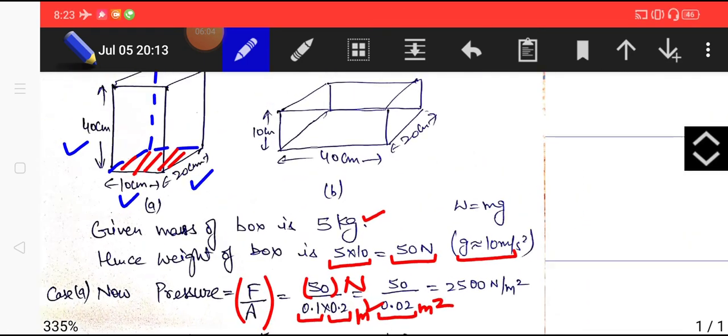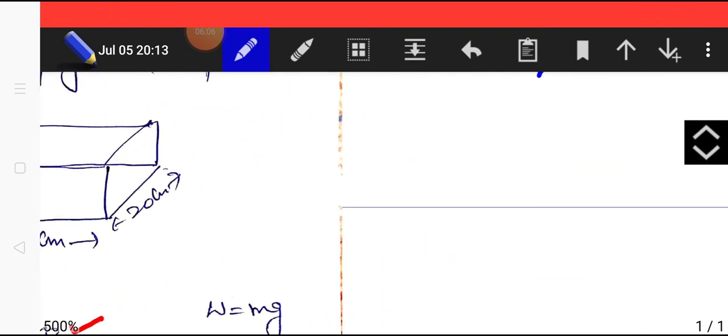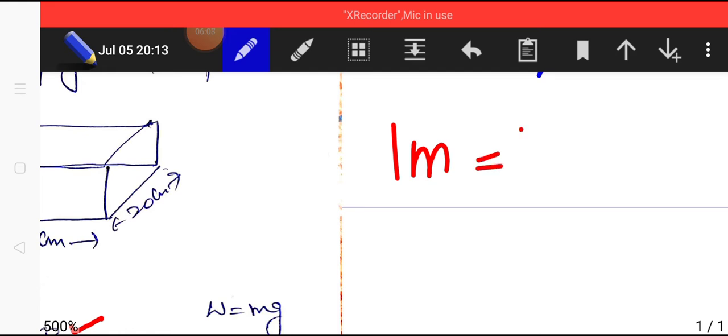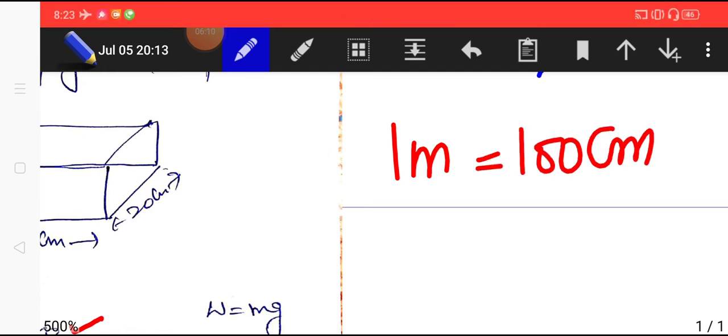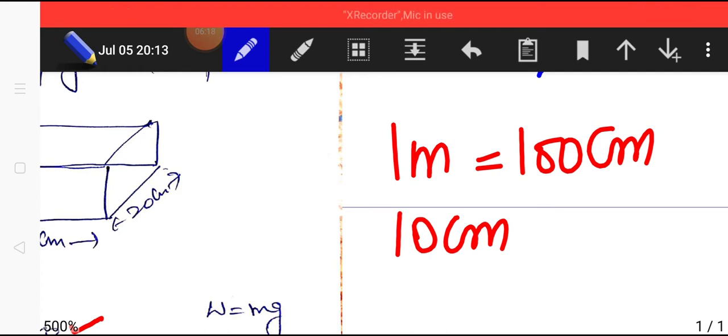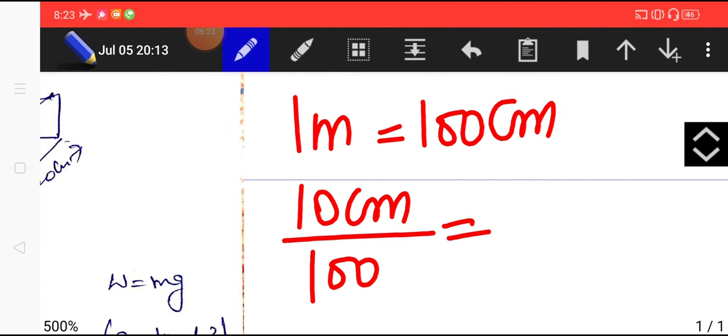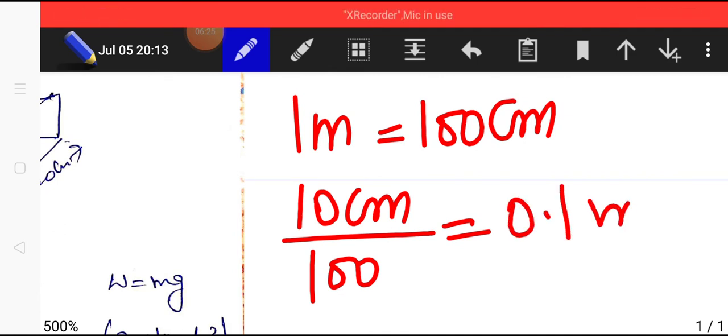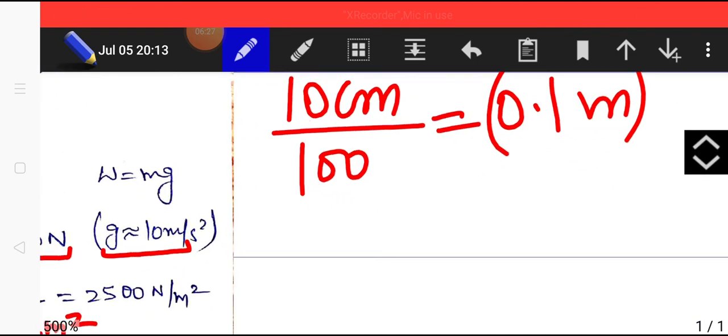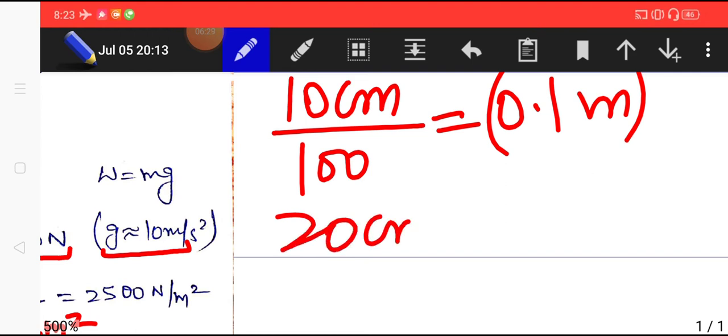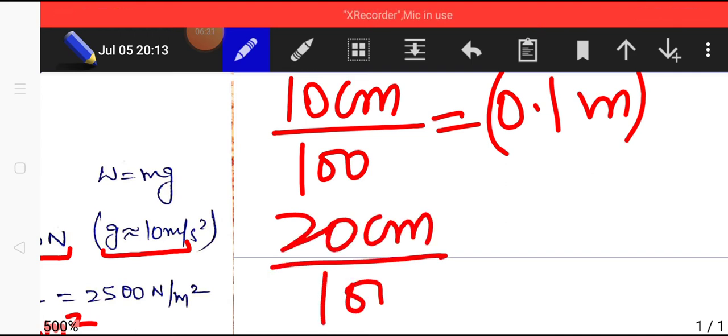आपको कन्वर्ट करना आता है मीटर सेंटीमीटर से मीटर में. We know that 1 meter is equal to 100 centimeter. So if we are having any measurement in centimeters, like we had 10 centimeter, for converting into meters we simply divide it by 100 and we'll get 0.1 meter. Similarly, the other face was of 20 centimeter length, and divided by 100 we'll get 0.2 meter.